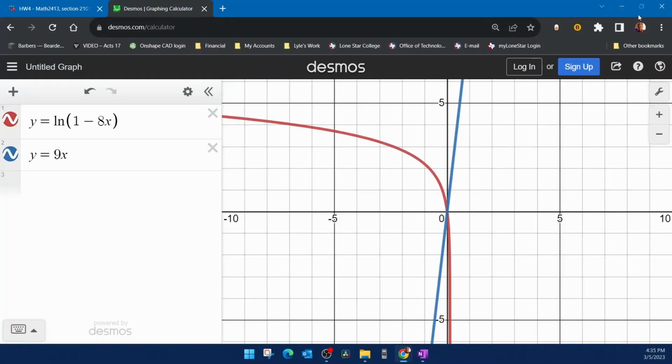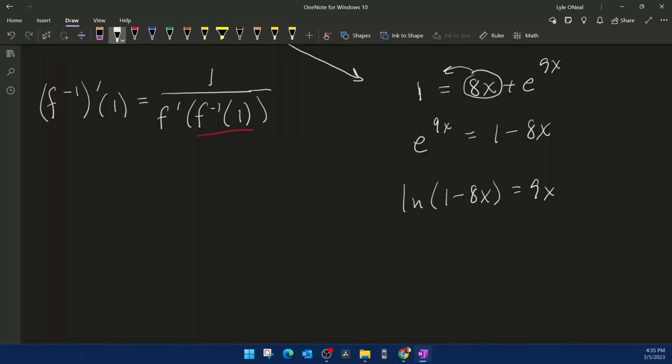So if we go to Desmos and graph the left-hand side as one equation and the right-hand side as another equation, where the two graphs intersect would be the solution of our equation. And we can see that these two graphs are going to intersect at the origin, giving us a value of x to be 0. And then if we plug that back in, we can see the natural log of 1 minus 8 times 0 equals 9 times 0 would give us the natural log of 1, which is 0. So x is 0 is a solution.